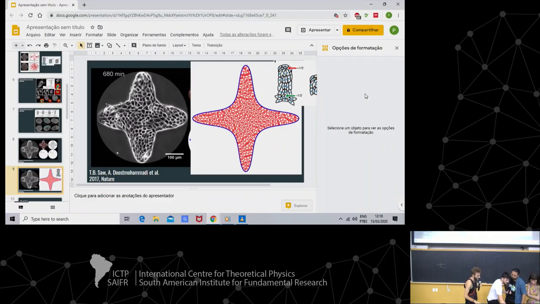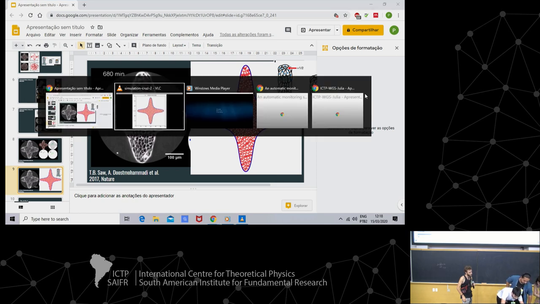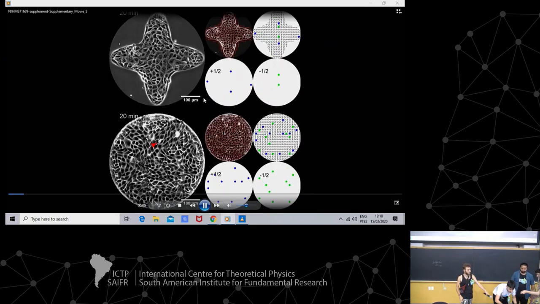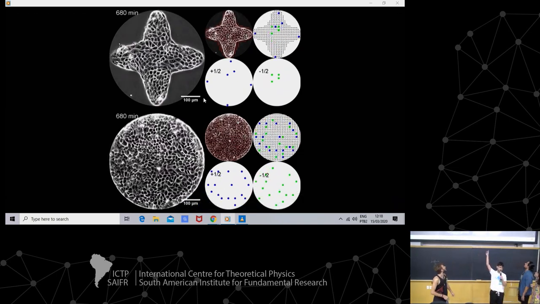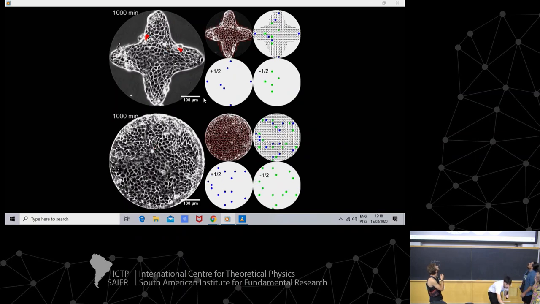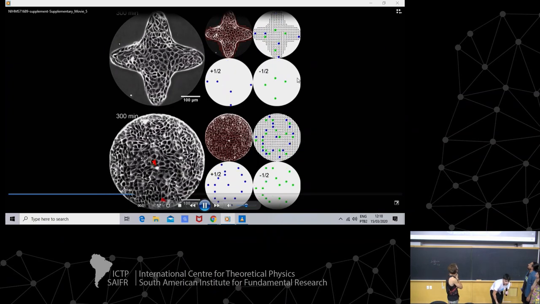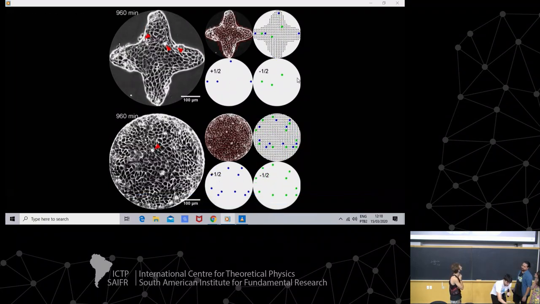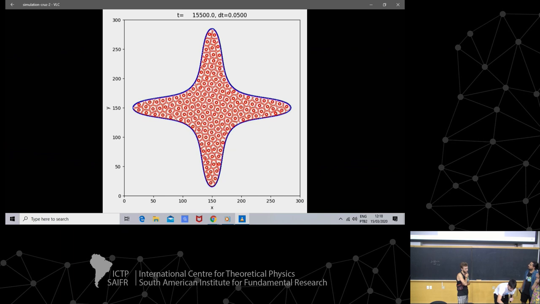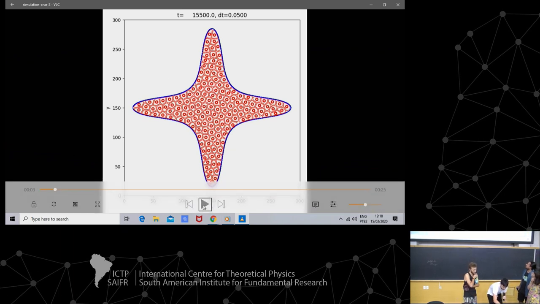Okay, moving. This is the experiment they have done. At the top you have the cross. I will show it one more time because it's very fast. And the topological defects pop up on the right. And then the simulation we did yesterday.